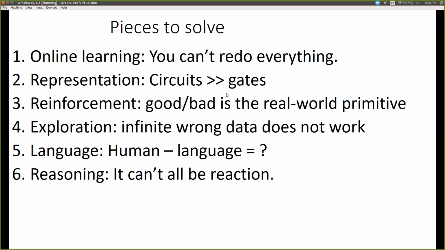And then reasoning. So most of supervised learning is operating in a reactive fashion. You feed in features, you get a prediction. You feed in features, you get a prediction. This is not adequate to solve all problems, obviously. So you need some way to try to move beyond just a purely reactive decision.